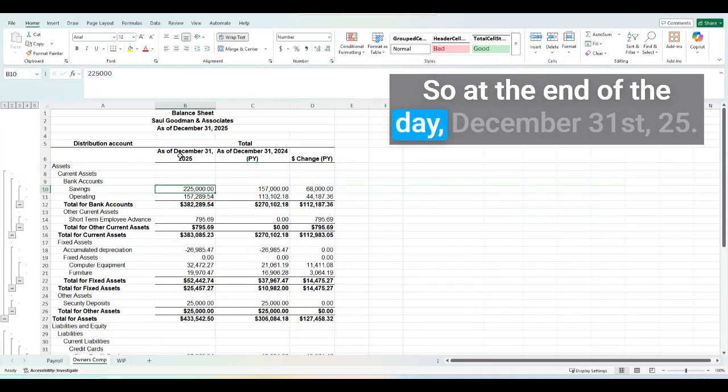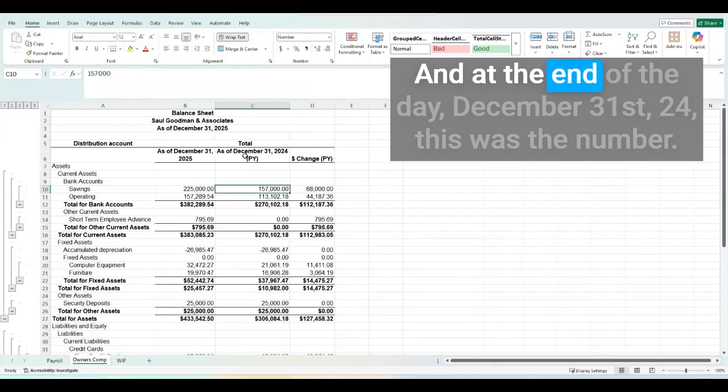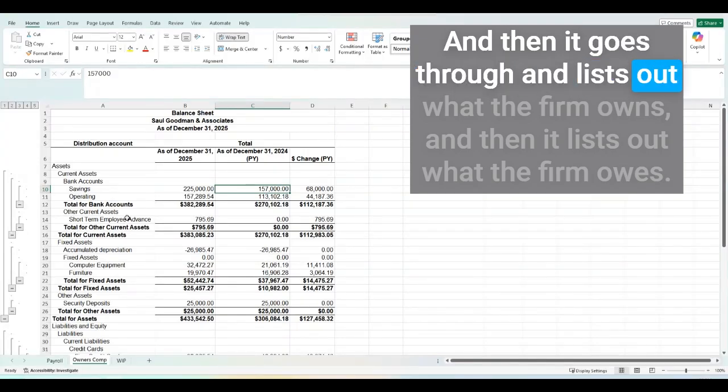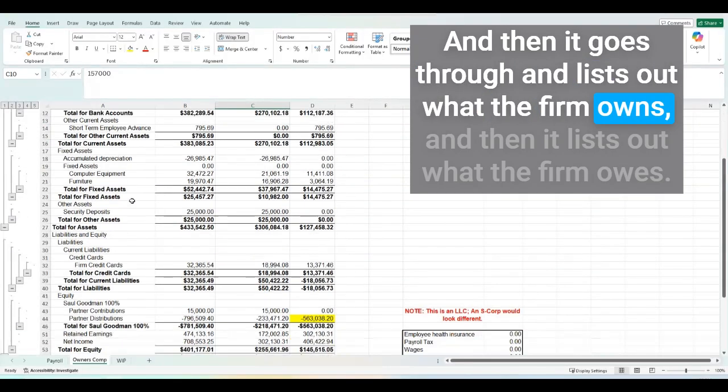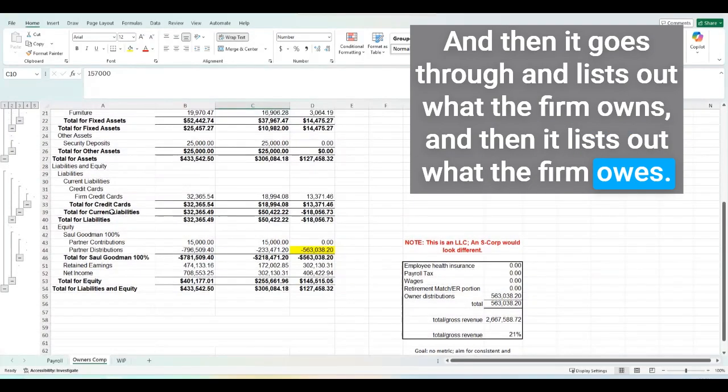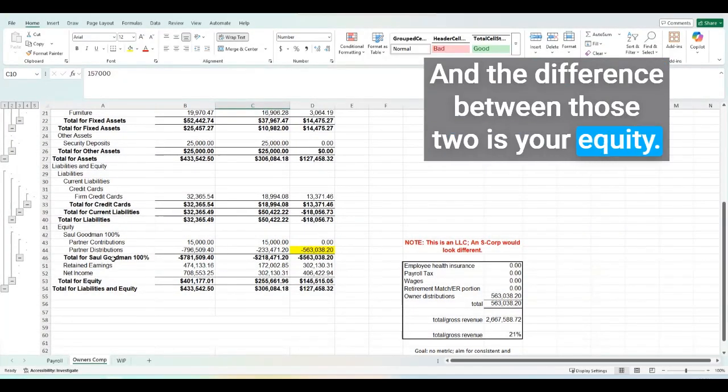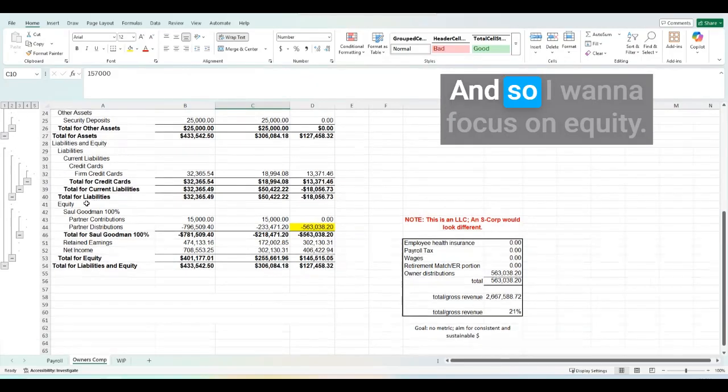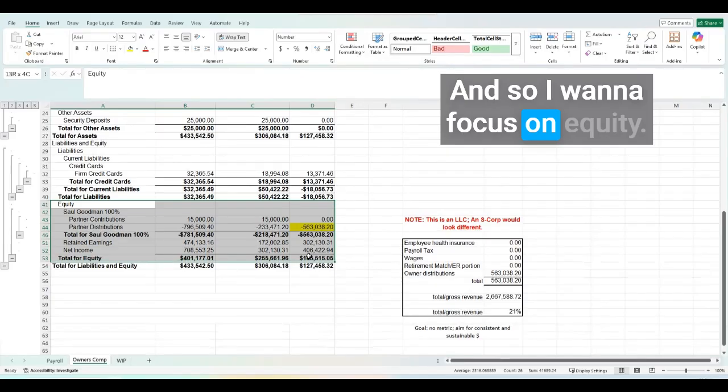So at the end of the day, December 31st, 25, that was the number. And at the end of the day, December 31st, 24, this was the number. And then it goes through and lists out what the firm owns. And then it lists out what the firm owes. And the difference between those two is your equity. And so I want to focus on equity.